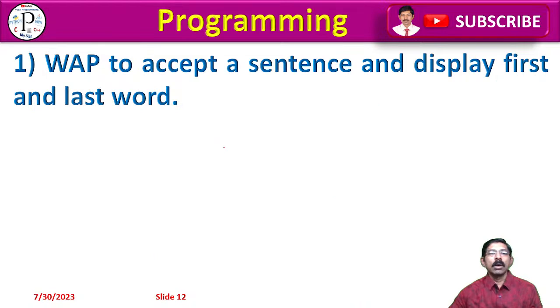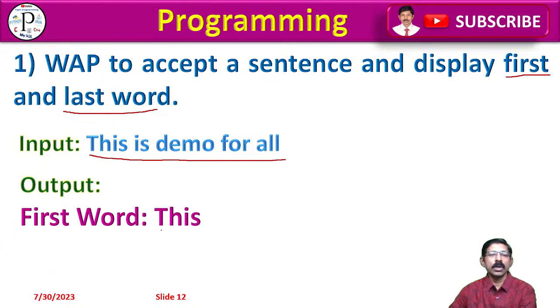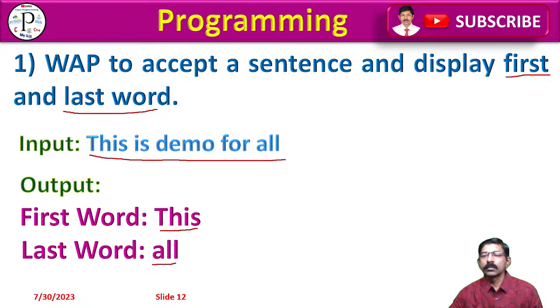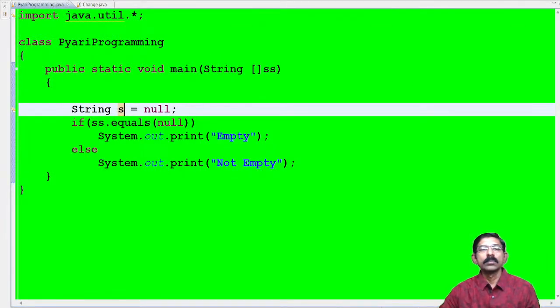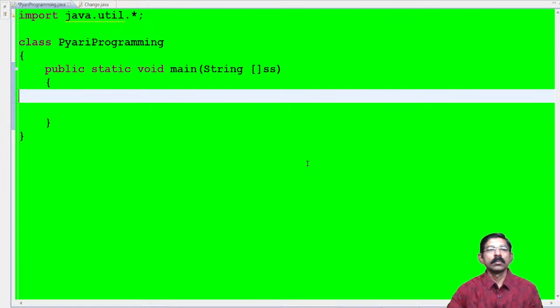Okay, got it. Now write a program to accept a sentence and display the first and last word. Two words I need to display. This is the given input: This is demo for all. Now I need to display output like this: First word, this. Last word, all. So can we do this? Everyone got the idea how to do this?